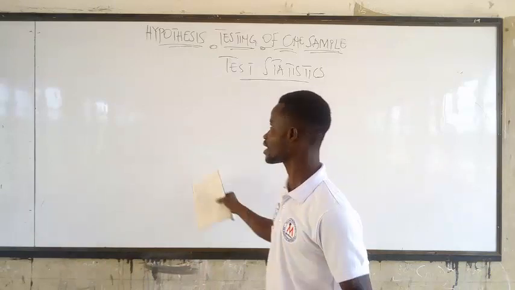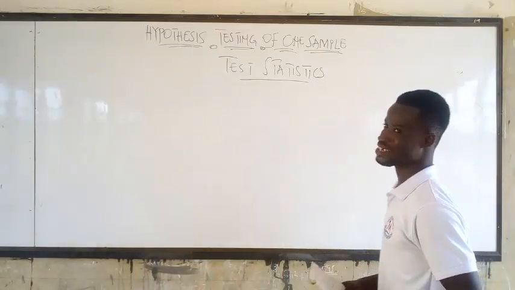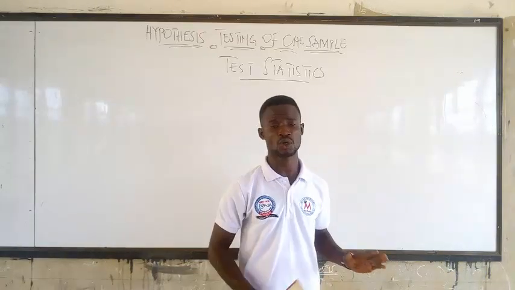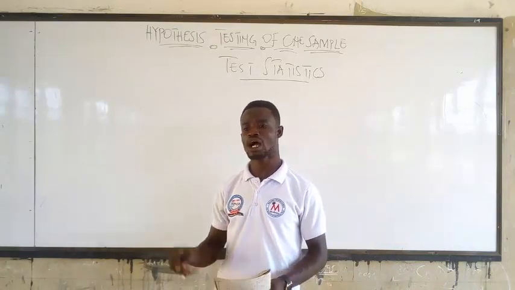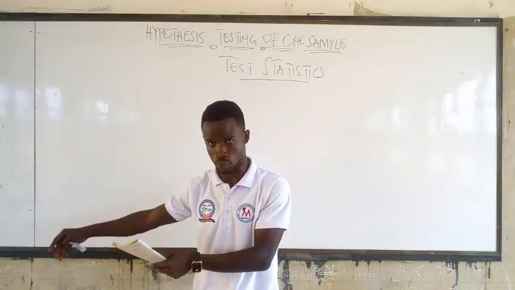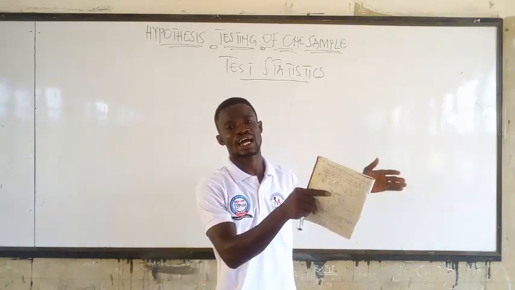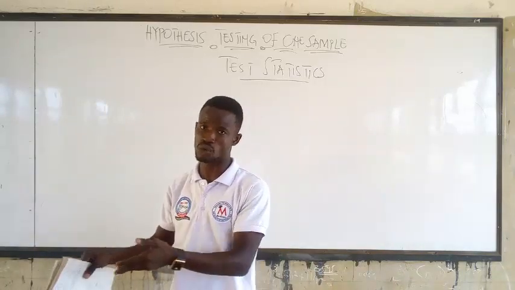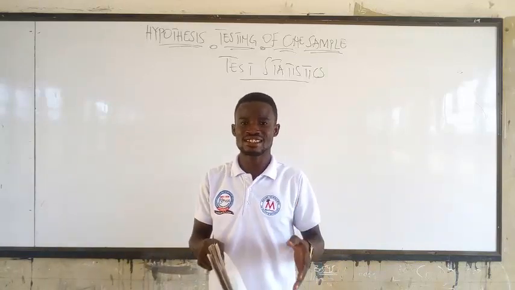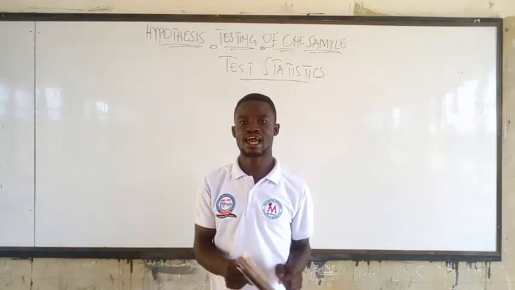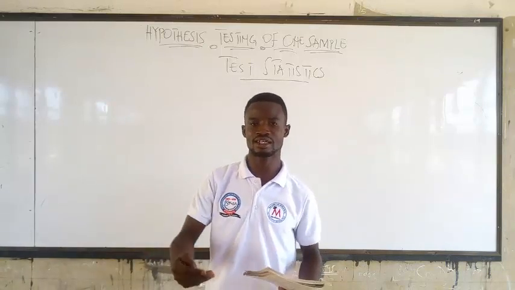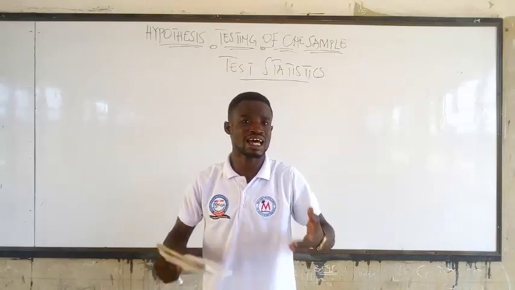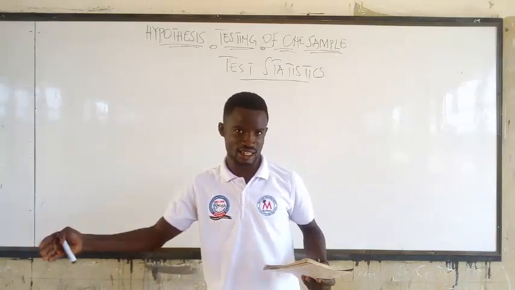Alright, so now that we are here, hypothesis testing of one sample. We are going to look at hypothesis testing of one sample before we go to hypothesis testing of two samples. But with both the one sample and the two sample, we have it in case it's dealing with means, and in case it's dealing with proportion. So let's see the requirements that we need in order to get there.